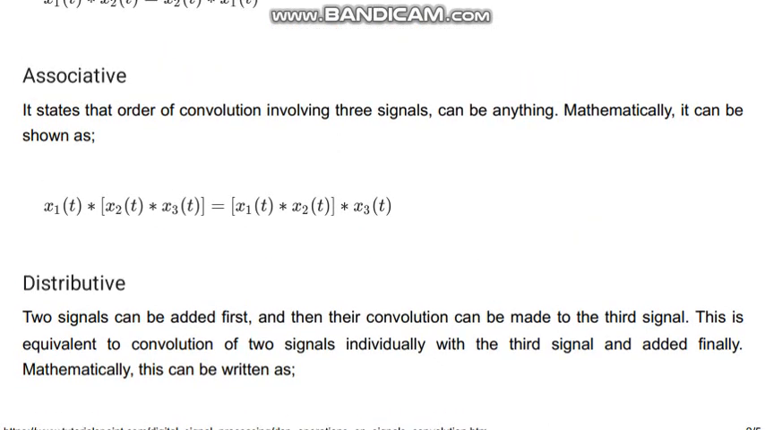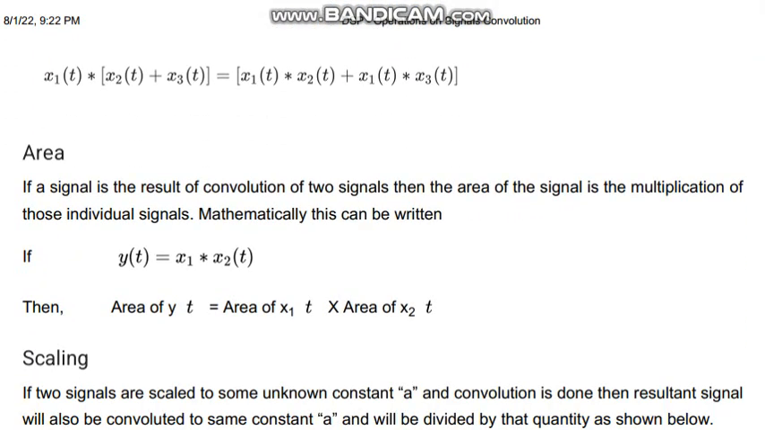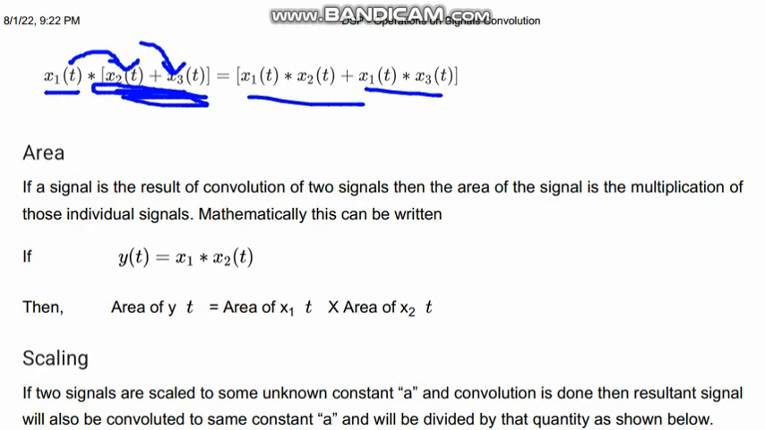Now there is another property, that is the distributive property. 2 signals can be added first, and then their convolution can be made with the third signal. This is equivalent to convolving the 2 signals individually with the third signal and adding finally. Mathematically it can be written as, that is the distributive property. That means when you convolve with the addition or subtraction, that is the bracket here, each of the terms will be convolved distributively. That is, each of the signals can be convolved separately, but the plus operation is still there.